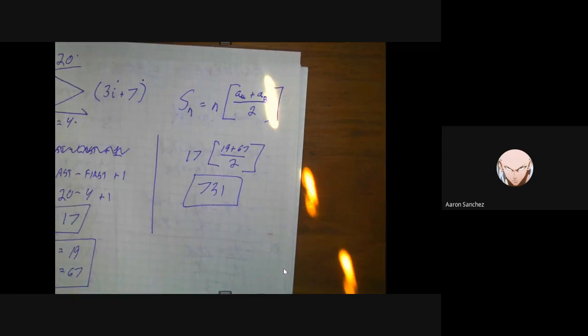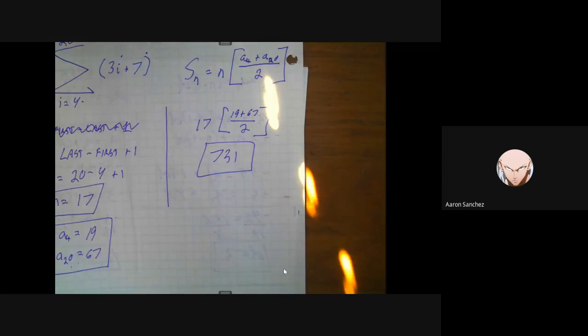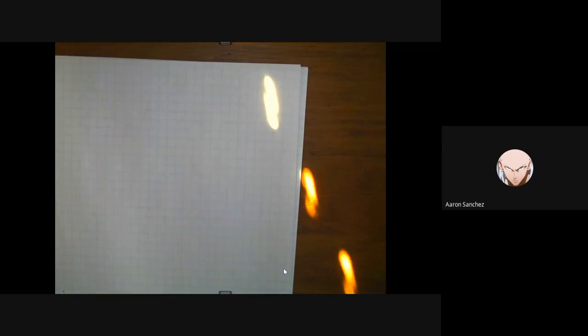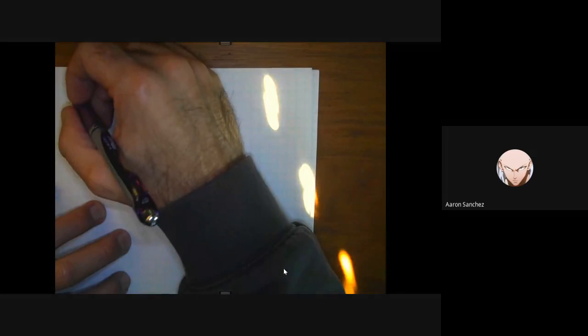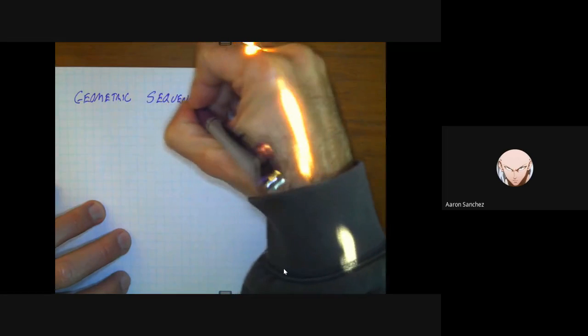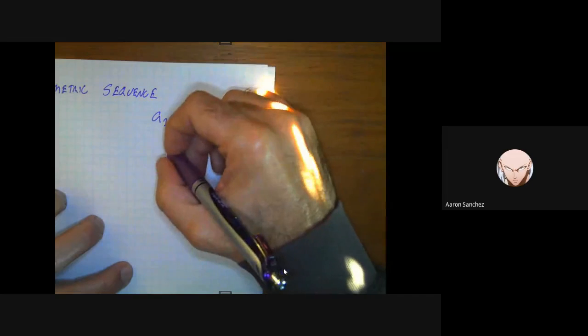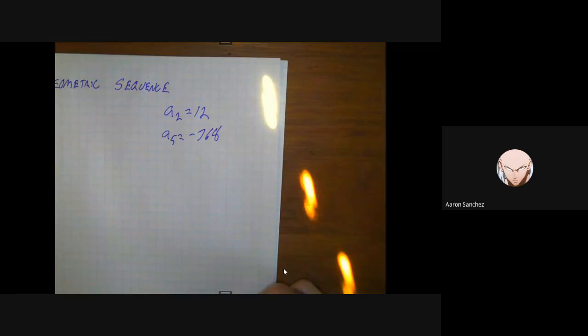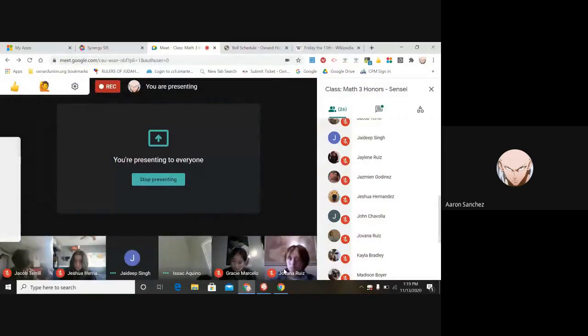Okay, I'm going to read this in 5, 4, 3, 2, 1. Okay, now we have the geometric sequence. Series is where you add them. Sequence is where you just come up with the numbers. We have a geometric sequence. We have 2 terms. We have the second term equals 12, and we have the 5th term equals negative 768. What is the rule for a geometric sequence?